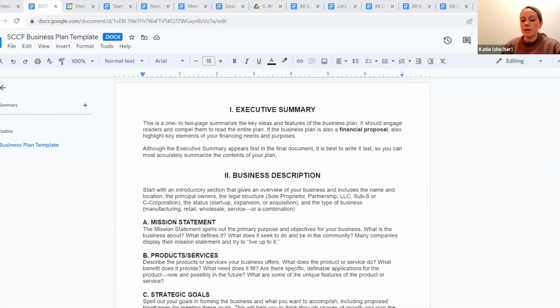So the mission statement is why you do what you do, right? Why is this important? Why are you personally passionate about this? And what do you want to solve, right? What gap are you filling by your business?